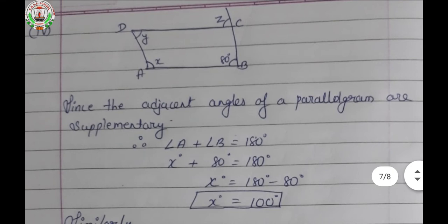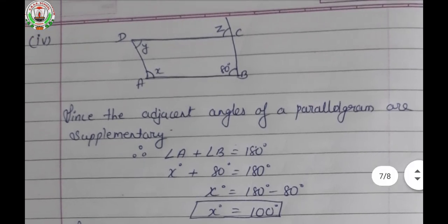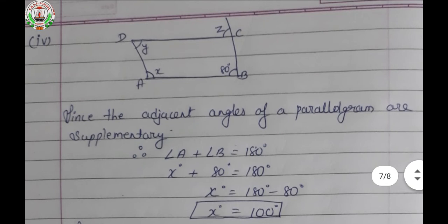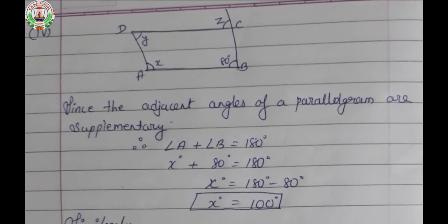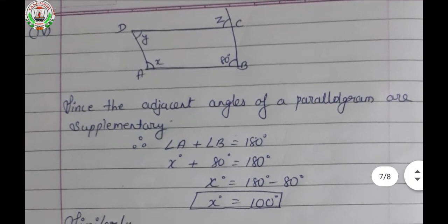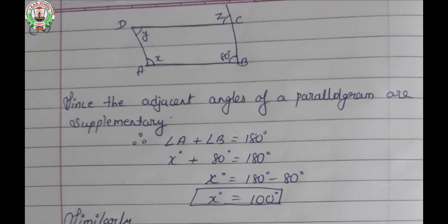Okay. Next, the fourth part of question number 2. So look at the fourth part of question number 2. Here again a parallelogram ABCD is given. So we are going to see the property. What is the property? That the sum of the adjacent angles of a parallelogram is supplementary, isn't it? So here the two adjacent angles we first consider are angle B and angle A. While adding the two adjacent angles, it will be supplementary, that means 180 degrees. So angle A plus angle B is equal to 180 degrees.